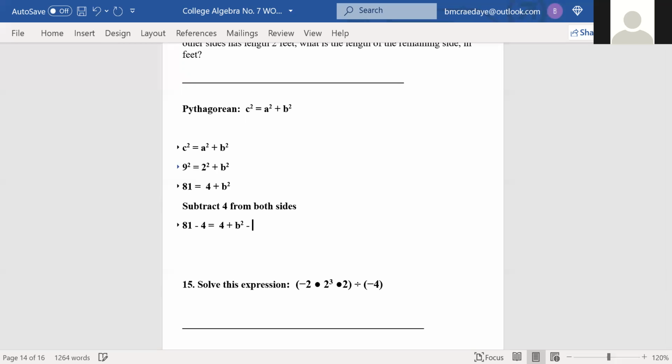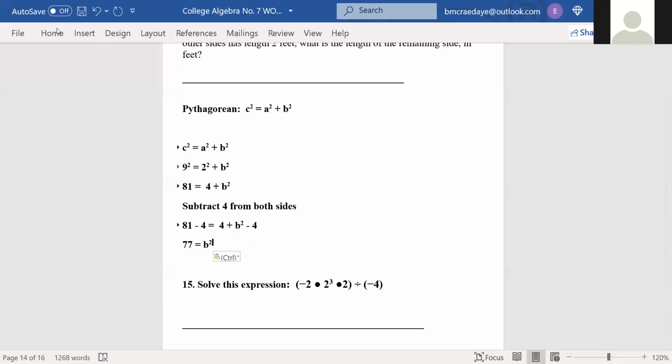Okay, so -4. So I get what? 77 on the left. And I get what? B squared on the right. And then what do I do next? You're gonna find the square root of B. That's right. So this would be B squared.